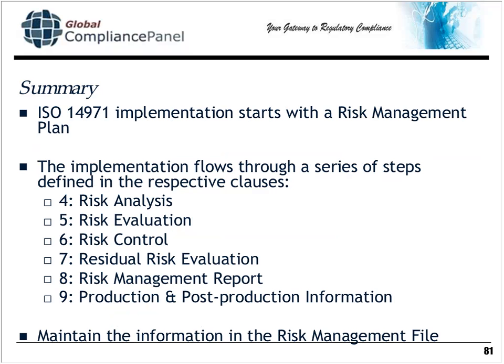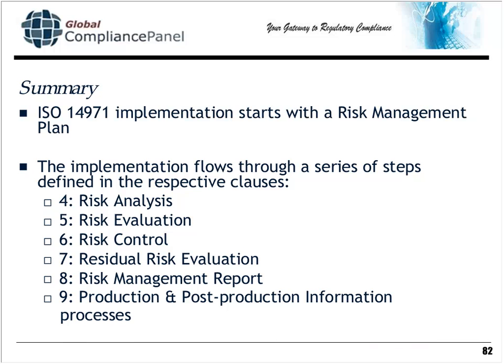Then we're going to estimate our overall residual risk. So we're going to evaluate that against the criteria in our plan. Now we're going to write a risk management report that is basically the conclusion that we've done everything that we said we were going to do, and we have all of the pieces in place for the next step. And then we're going to enter the next step, production and post-production information collection and evaluation. And we're going to maintain all of this in one risk management file.